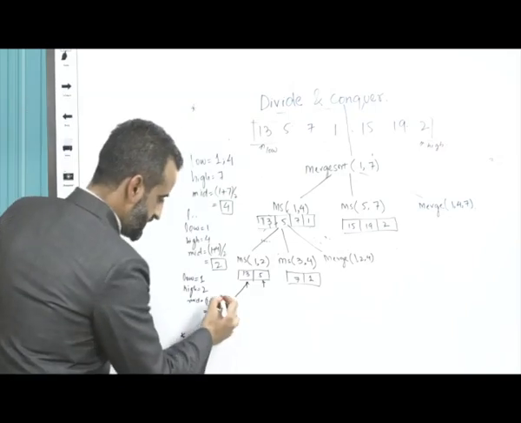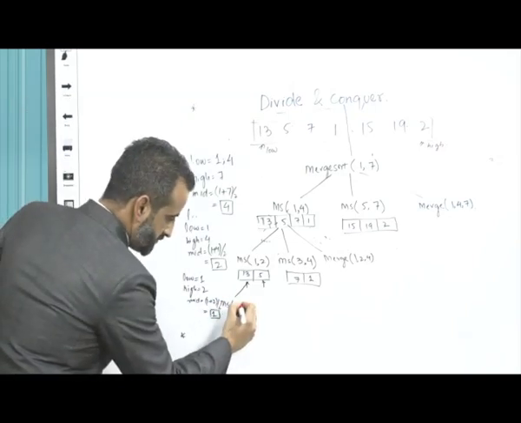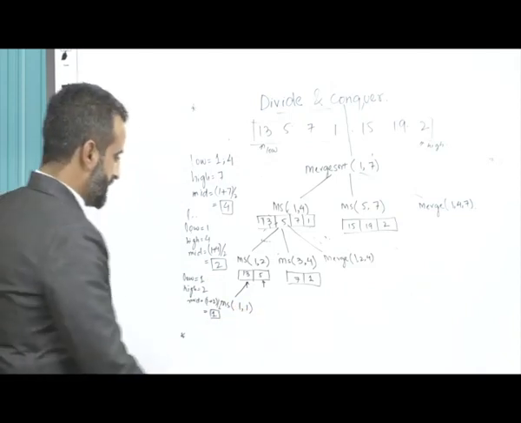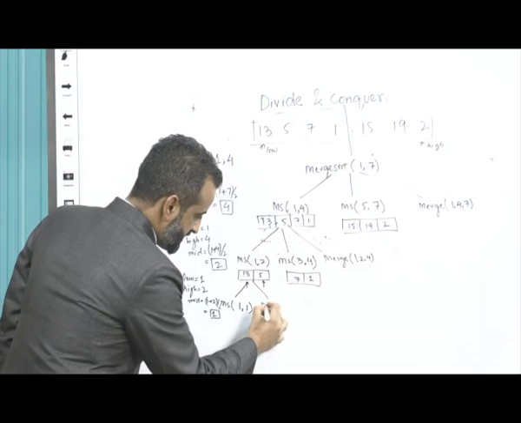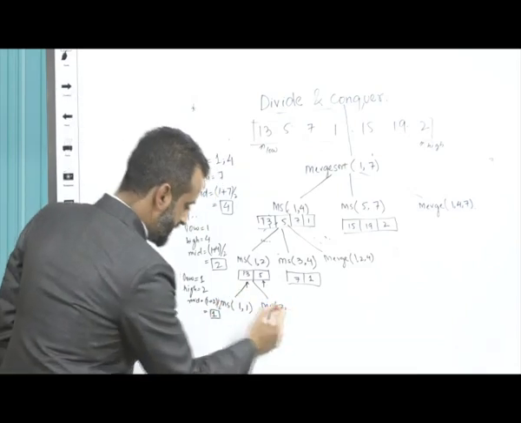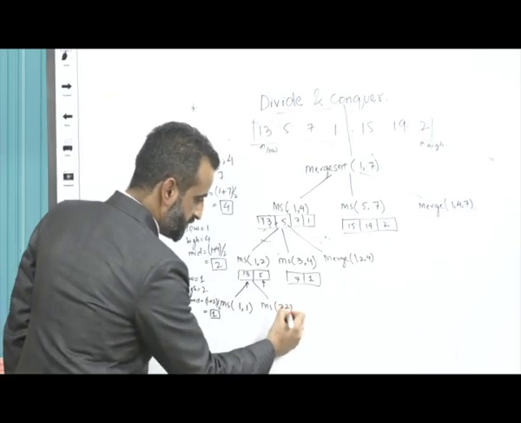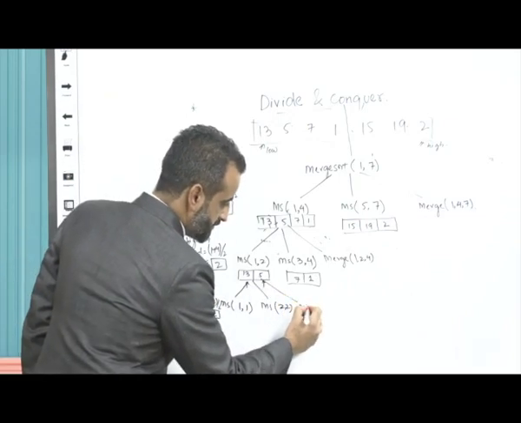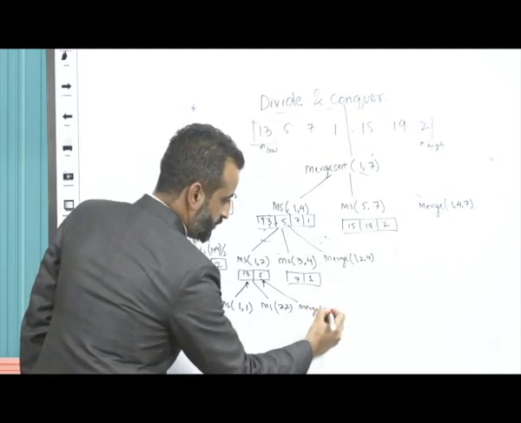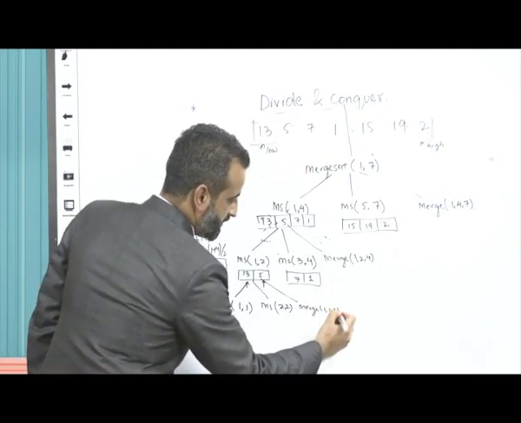So the merge sort function in this case will be low is 1 and mid is 1. My second merge sort function in this case will be mid plus 1, that's 1 plus 1, that's 2, and high is already 2, and I have a merge call which will take the low value, mid value, and the high value.